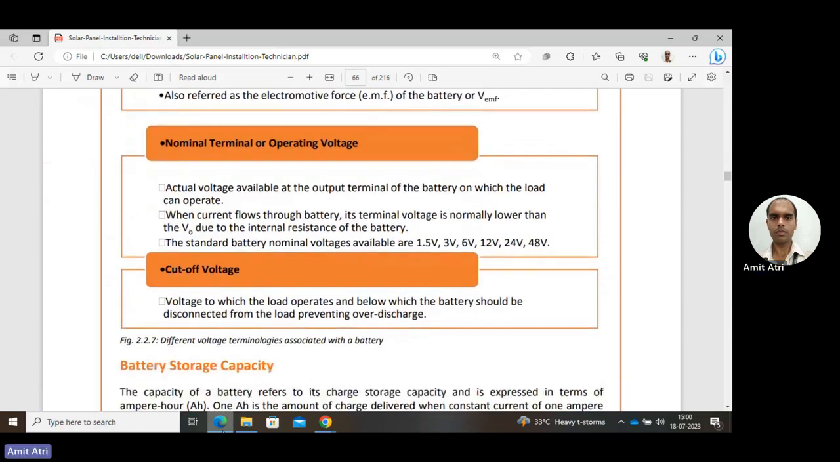Cutoff voltage. This is the voltage to which the load operates and below which the battery should be disconnected from the load to prevent over discharging. Means if a battery reaches this cutoff voltage, then the load will be disconnected from this battery.